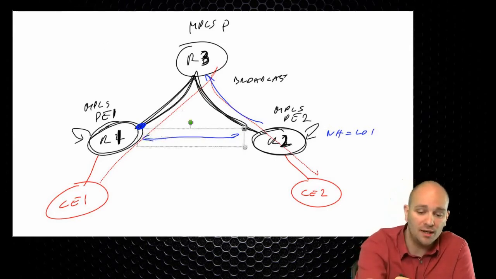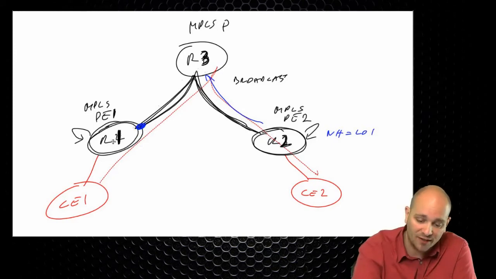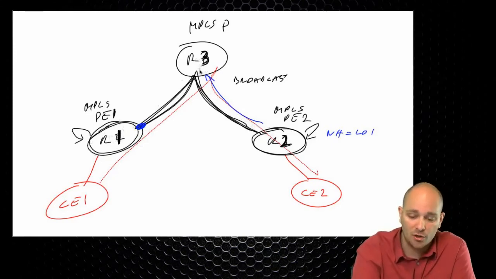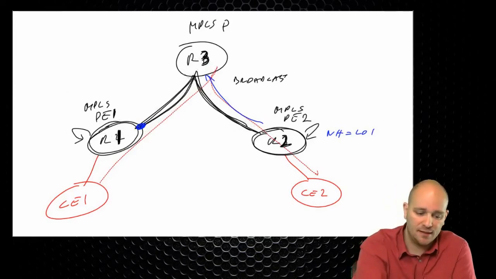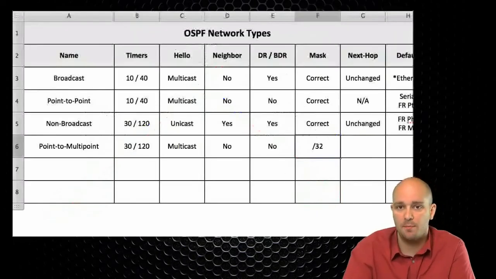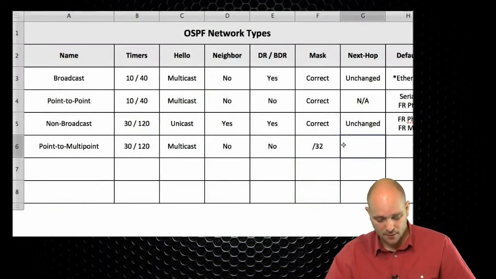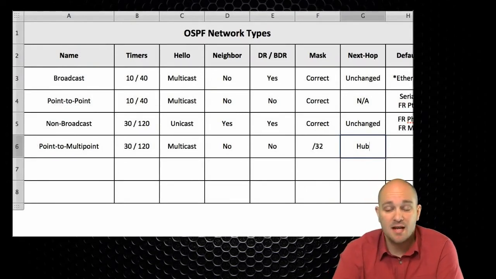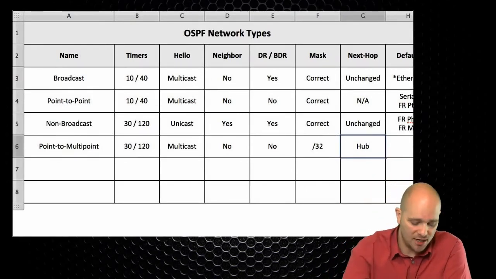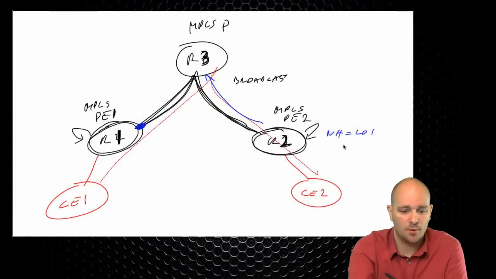What we need to do is we somehow need to send the traffic for R1 to R3, telling R3 that this is the traffic that needs to be sent to R1 using a label. Now, to do that, we need to use point-to-multipoint network type, because in point-to-multipoint network type, the next hop will actually change, and this will solve this problem for us.